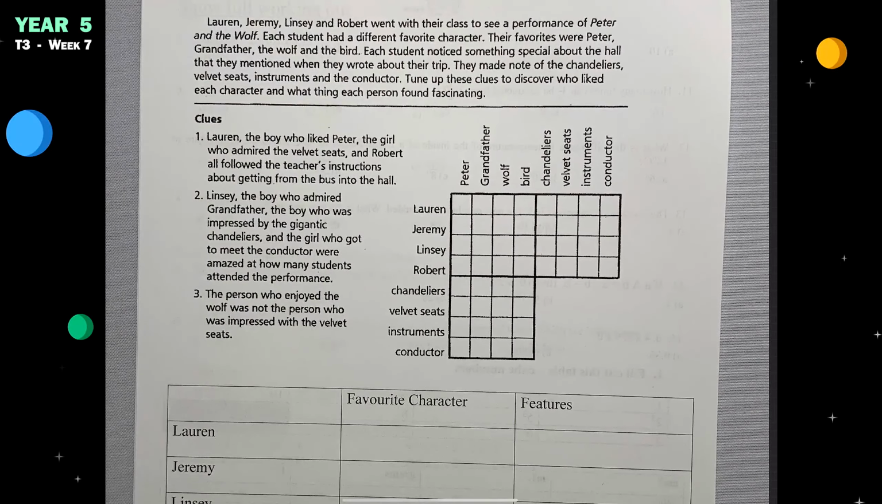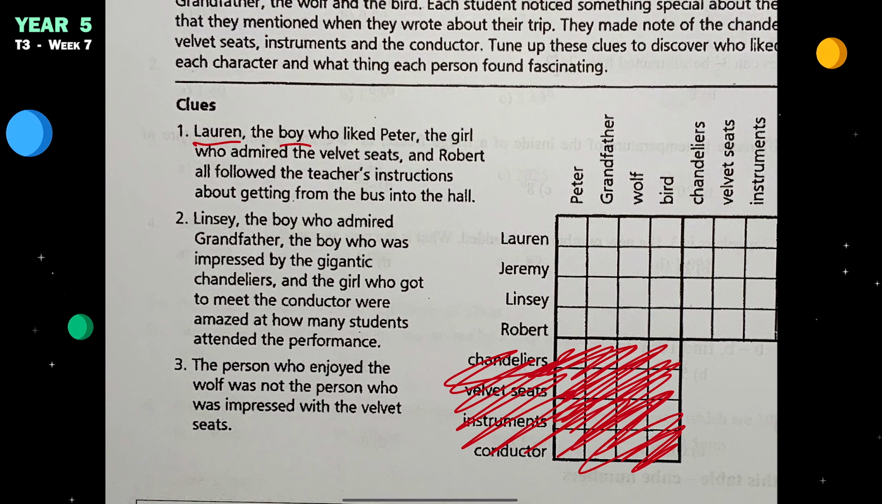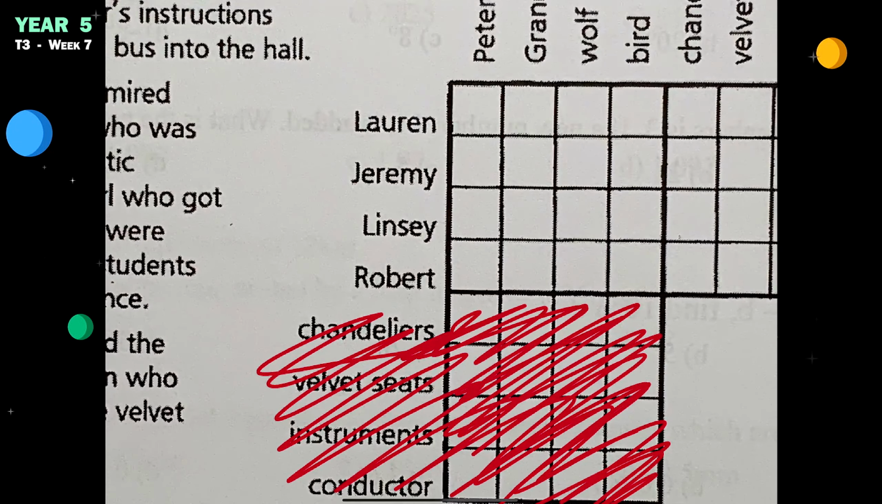All right, so we're going to cross out this part whenever we do these questions. We never need the bottom part, so we don't worry about that. Now it says Lauren, the boy, and so on. So we need to know who's a boy, who's a girl. So Lauren is a girl, Jeremy boy, Lindsay girl, and Robert boy.